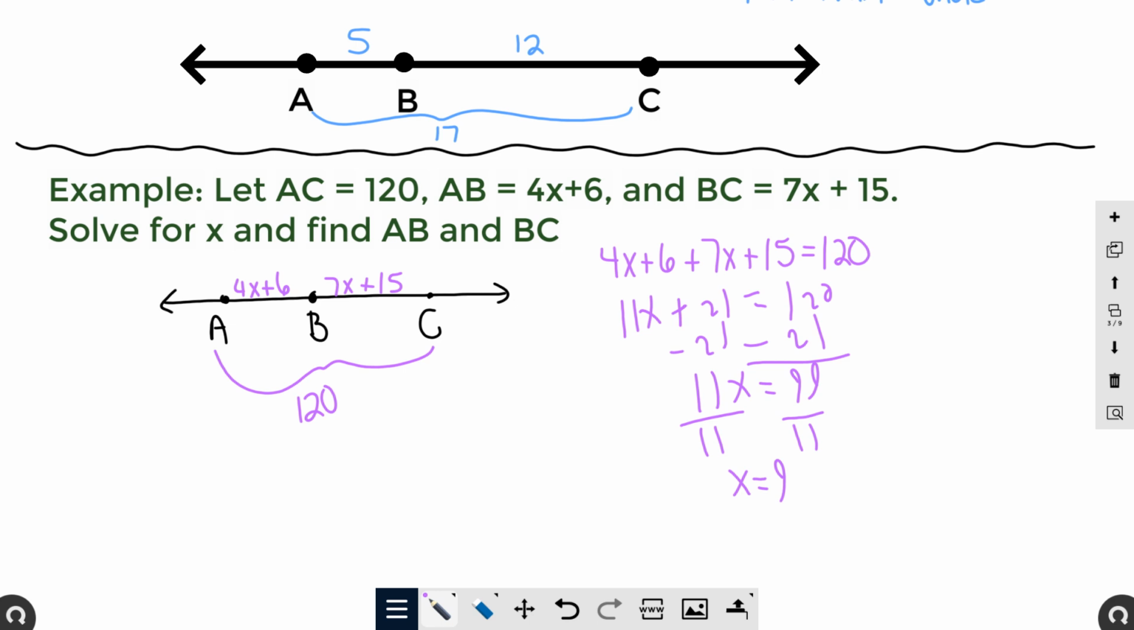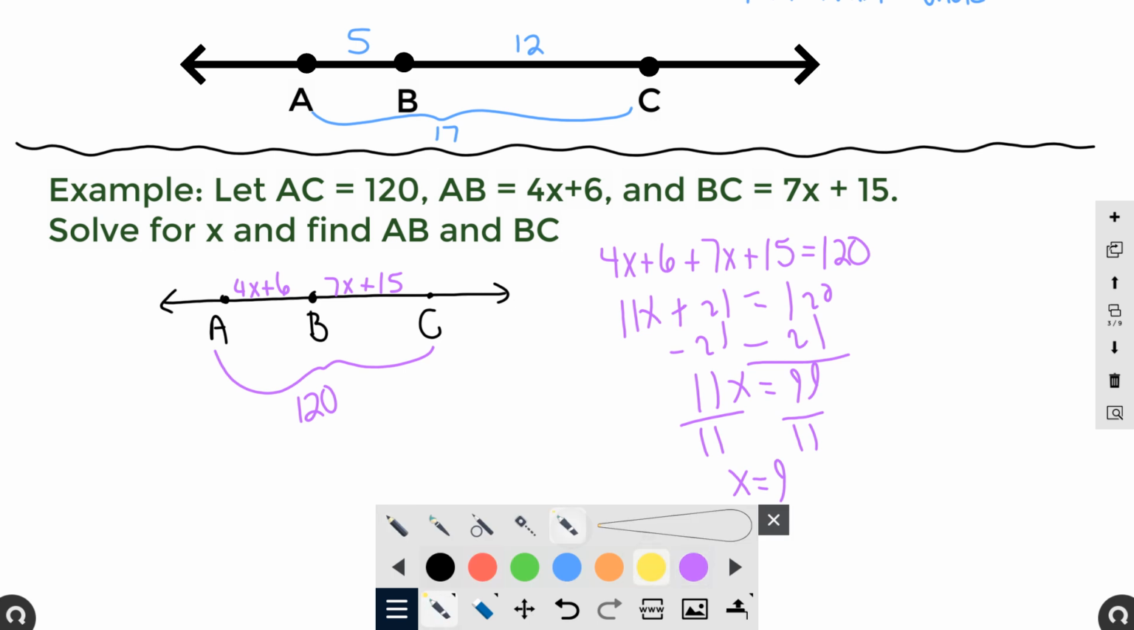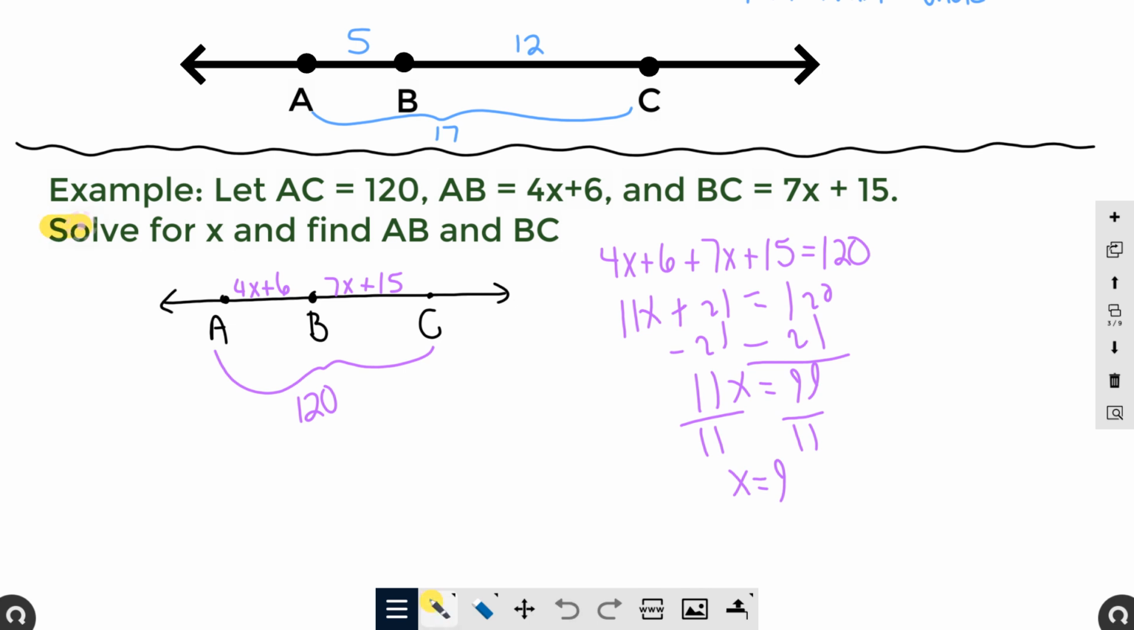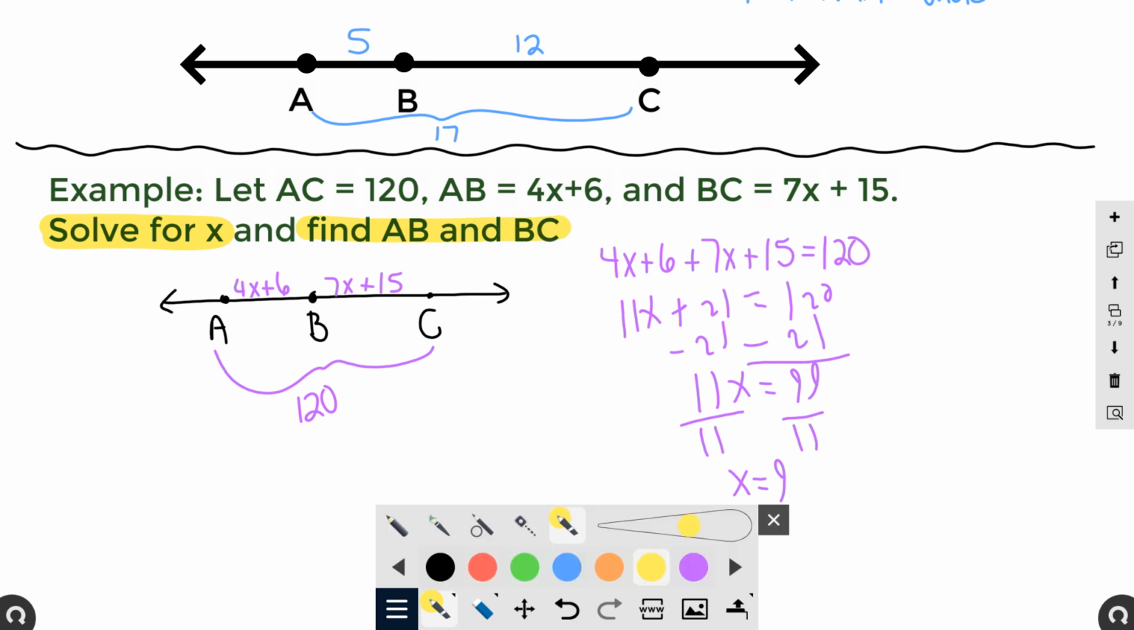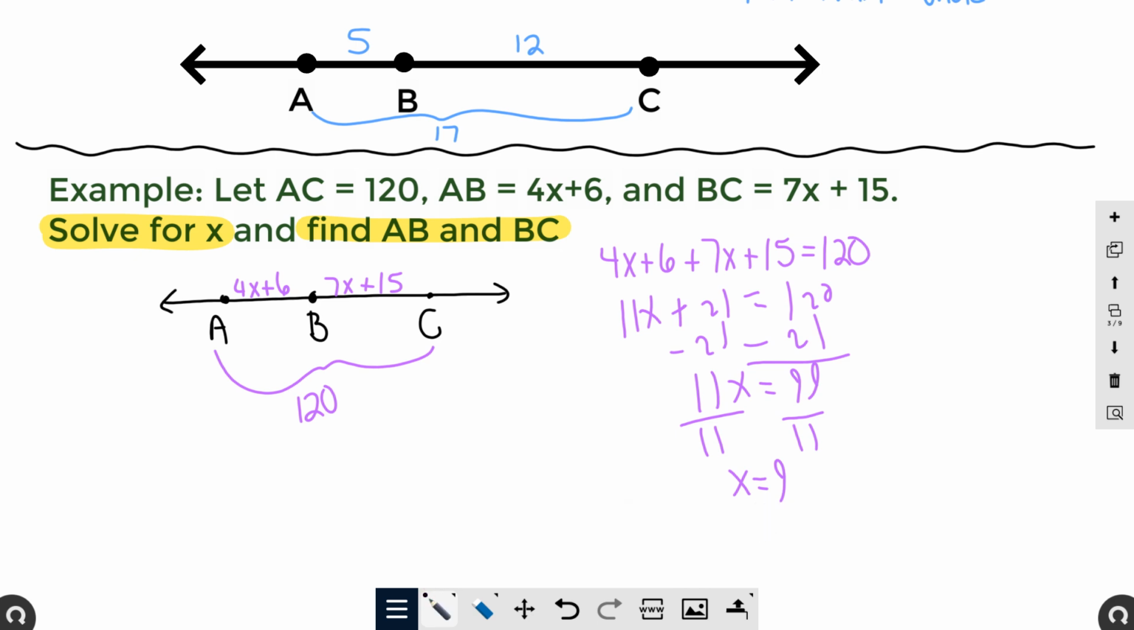Okay, great. Now, once you know what x equals, notice there are multiple parts to this. And unfortunately, that happens in a lot of geometry. It will have one part like solve for x, and you're like, yes, I'm done. And then if you read it again, though, it says find these other things. So you're not quite done. So let's find the other pieces that we need. So we need to find AB and BC. How are we going to find those?